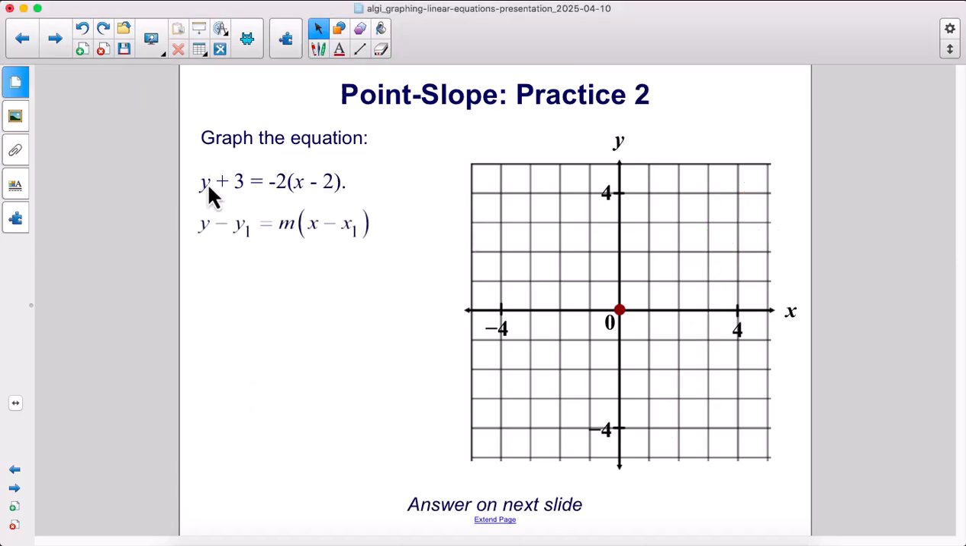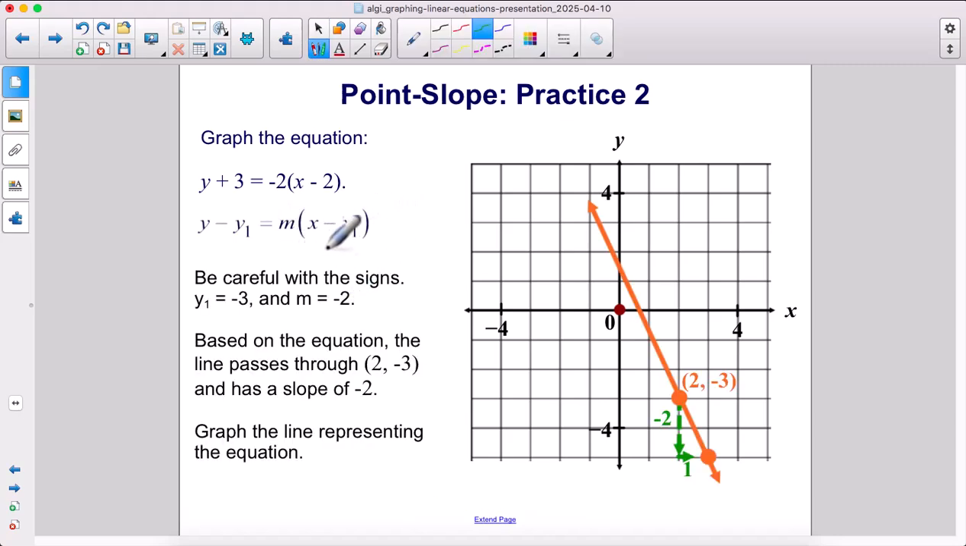Graph the equation y plus 3 equals negative 2 times x minus 2. Be careful with the signs. y1 is actually going to be negative 3, since when you plug negative 3 in here, the negative signs cancel, giving you this plus sign. So just be wary of that. So y1 is negative 3, x1 is 2, and the slope is negative 2.